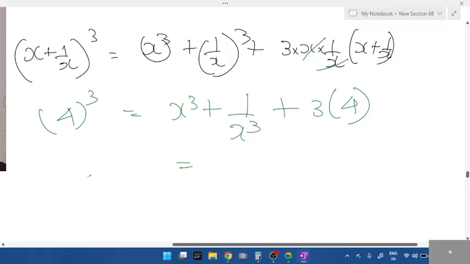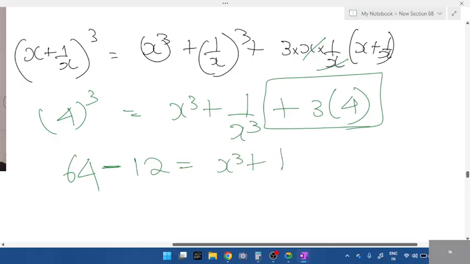It is not 12 or 16, it is 64. This side it is plus. It goes to the other side, becomes minus. 3 into 4 is 12. x cube plus 1 by x cube. What's the answer? Yes, 52. Rewrite it like this.